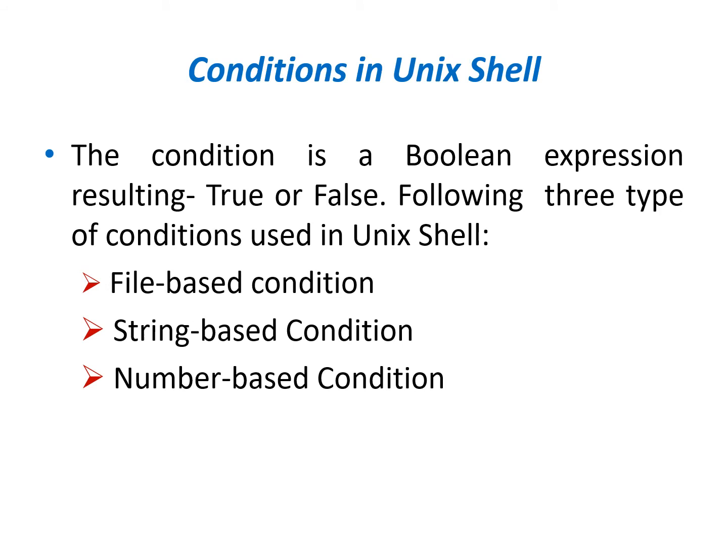At first we consider what is a condition and what are the types of conditions in Unix shell. The condition is a Boolean expression resulting true or false. The following three types of conditions are used in Unix shell. First type is file-based conditions, then string-based conditions, and then number-based conditions.